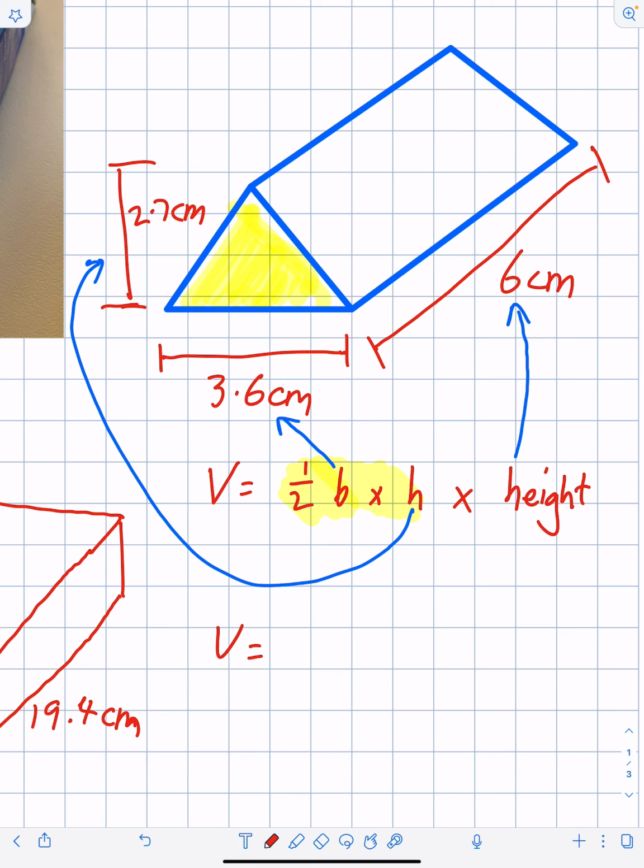So V for volume equals a half times 3.6 times 2.7 times 6. So a half times 3.6 times 2.7 times 6 equals 29.16 centimetres cubed.